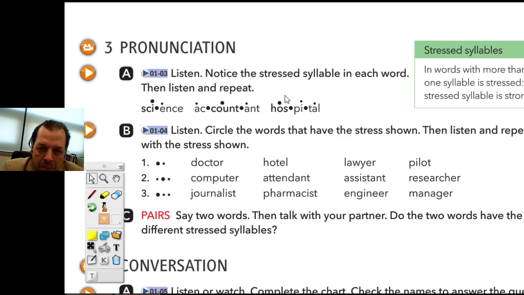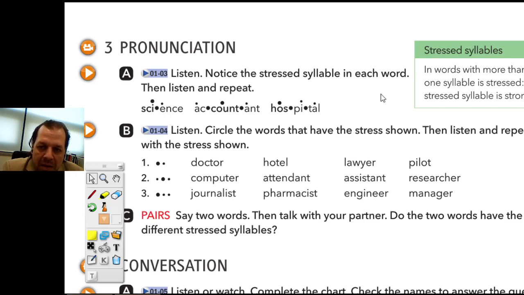Listen. One, doctor, hotel, lawyer, pilot. Two, computer, attendant, assistant, researcher. Three, journalist, pharmacist, engineer, manager.